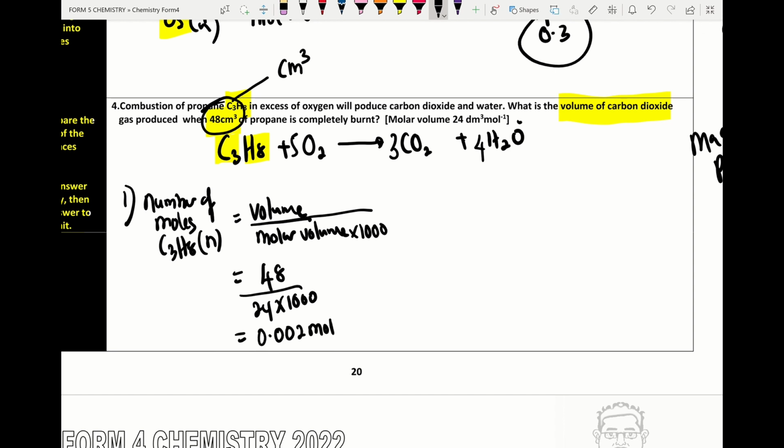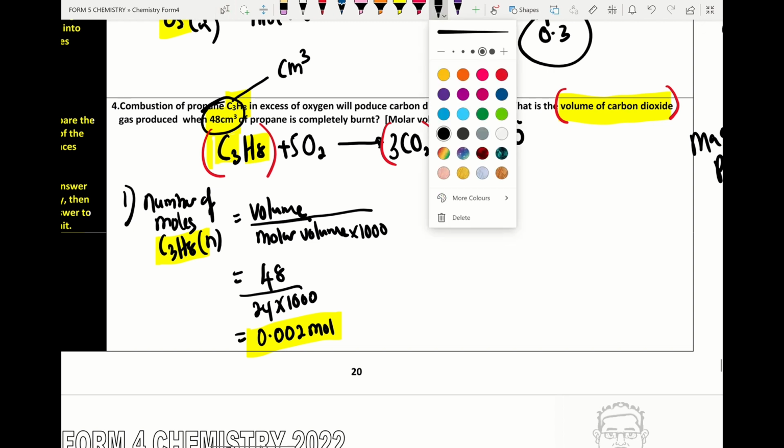Alright, so next step, we need to find the ratio. We try to read the question. They want us to find the volume of carbon dioxide and the ratio. So we need to find the ratio between propane and carbon dioxide. So what we do, we take this mole, 0.002 propane. So here we have 1 mole.